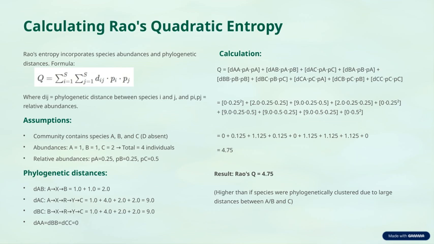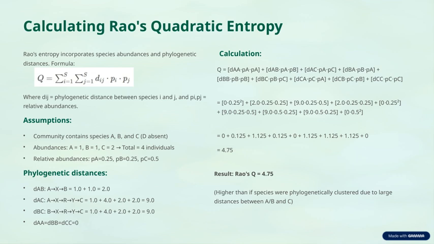Between A and C, the distance is 9, reflecting a more distant evolutionary relationship. Similarly, B and C also have a distance of 9. Now, when we perform the calculation, we sum over all pairs, including the pairs where I equals J, which have a distance of 0. So, for example, DAA is 0, as is DBB and DCC.